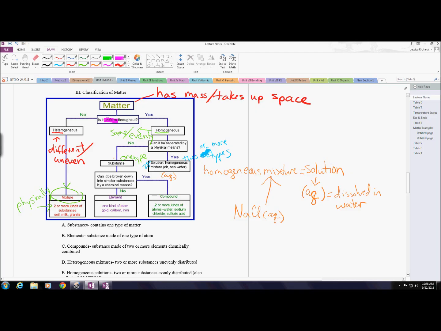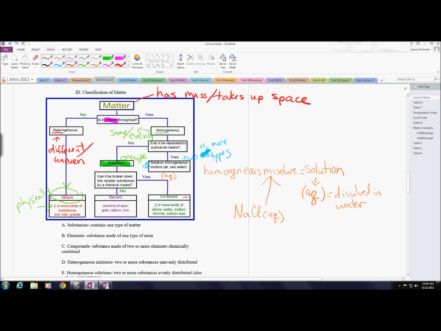Now, a substance has only one type of thing in it, and there's going to be two big categories for substances. So substance, only one type of thing in it. The only way that you could break it down would be chemically, and even then sometimes you can't. So that's going to be our question here. Can we chemically break it apart? If the answer is yes, then it's a compound. Two or more atoms chemically combined.